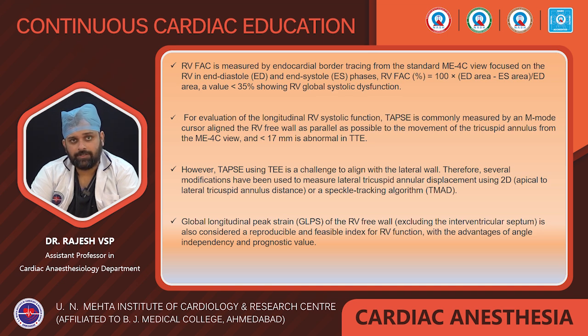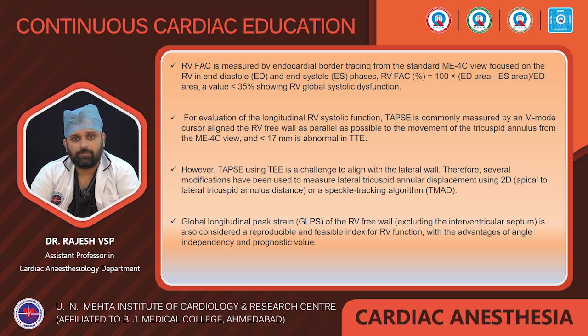For evaluation of longitudinal RV systolic function, TAPSE is commonly used in M mode, where the cursor should be aligned with the RV free wall as parallel as possible to the movement of the tricuspid annulus from the midesophageal 4-chamber view. If it is less than 17 mm, it is abnormal in TTE. However, TAPSE in TEE is challenging to align in the lateral wall. Therefore, several modifications have been used to measure lateral tricuspid annular displacement, or even a speckle tracking imaging algorithm.